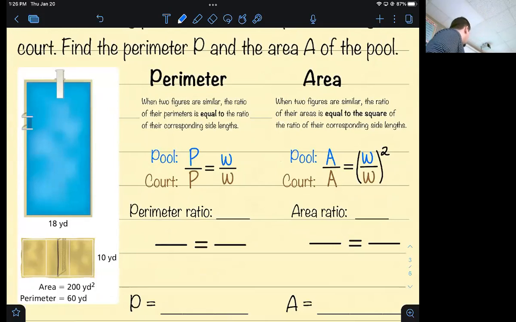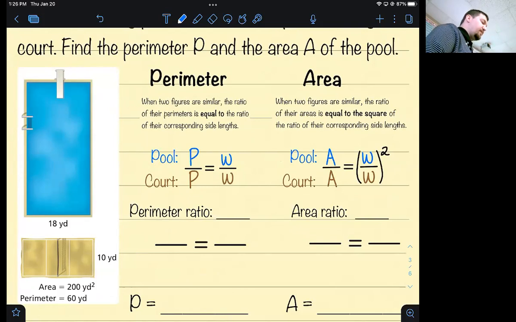I know the width of the pool is 18. I know the width of the volleyball court is 10. I know the area of the volleyball court is 200 yards squared, and I know the perimeter is 60 yards. That is enough information for me to find the area of the pool and the perimeter of the pool. It wants me to do both. So we'll start with perimeter.